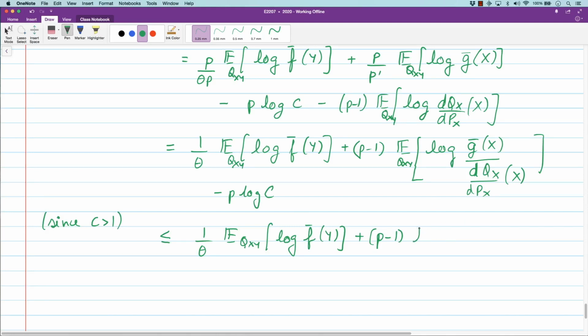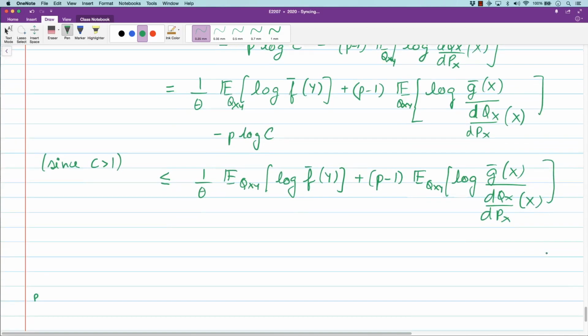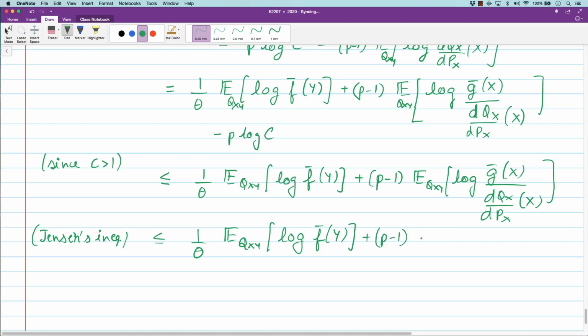So this one is the expected value over qxy of log of g bar x times the Radon-Nikodym derivative of qx with respect to px. If we take this expectation inside the log by Jensen's inequality, it will only increase the thing. So we get 1 by theta log f bar y plus p minus 1 log of the expected value with respect to qxy, or just qx actually, it depends only on the marginal, so let's just say qx, of g bar x times d qx by d px.